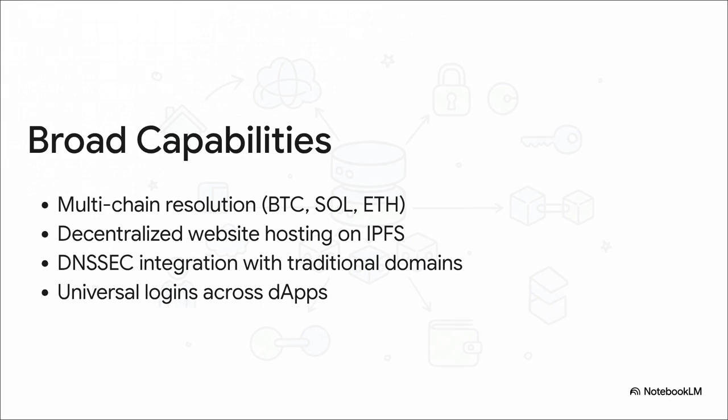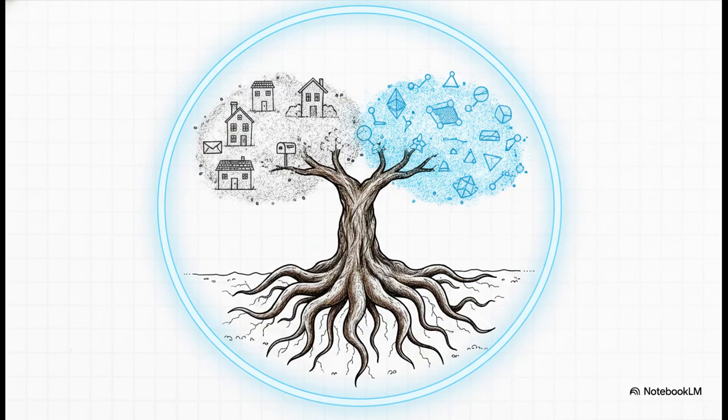It's also serving as the absolute backbone for decentralized website hosting via IPFS, which makes those websites highly resistant to censorship. It acts as a universal login across thousands of different decentralized apps. And crucially, it features DNSSEC integration with traditional internet domains. And that right there highlights the core philosophy of ENS. You can actually import your traditional .com or .org directly into ENS to use on-chain.